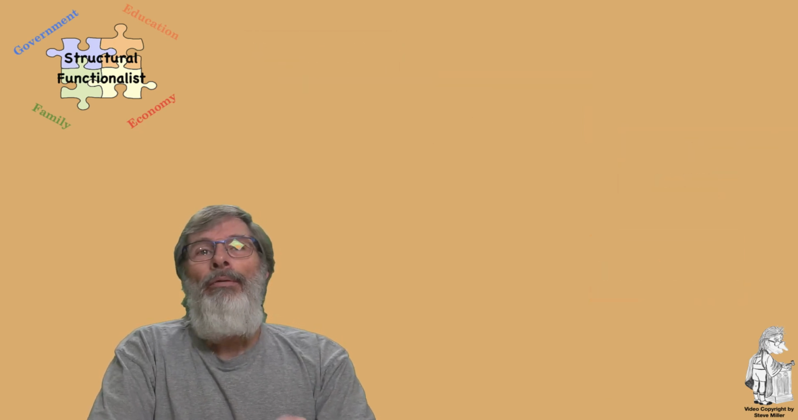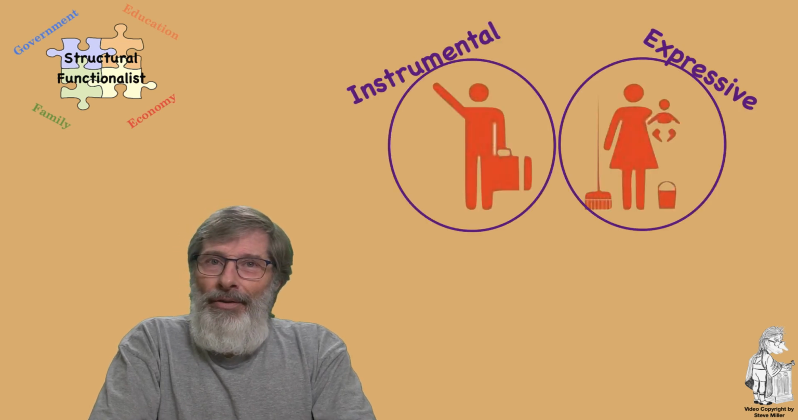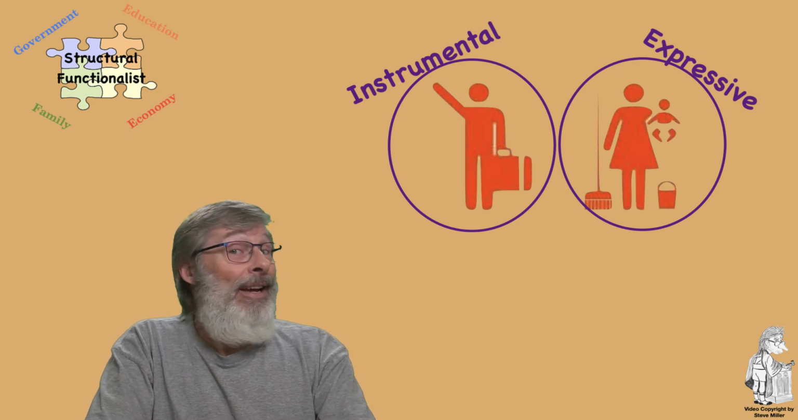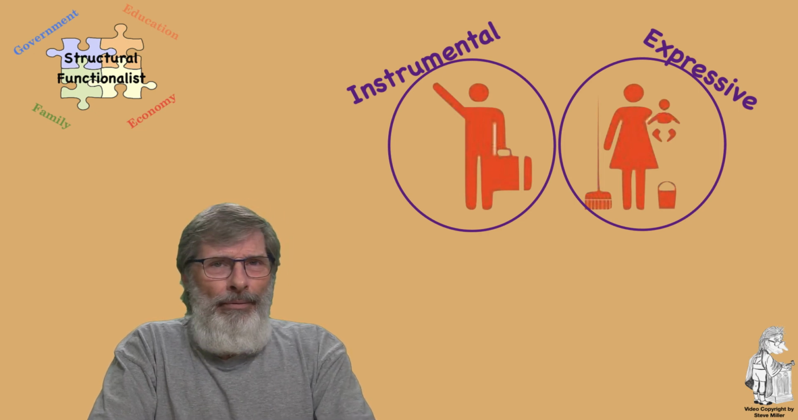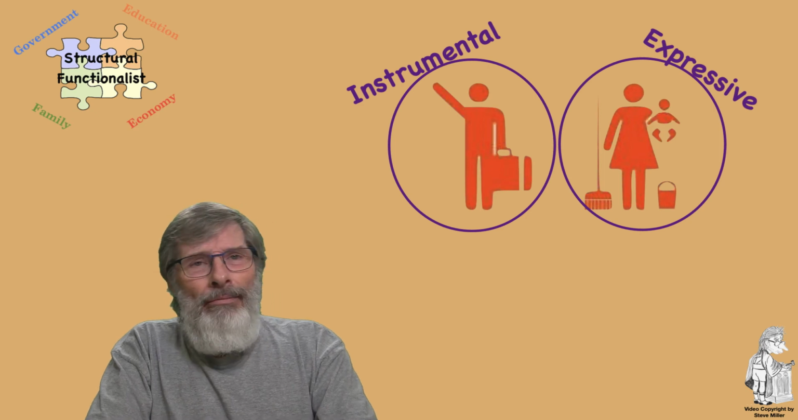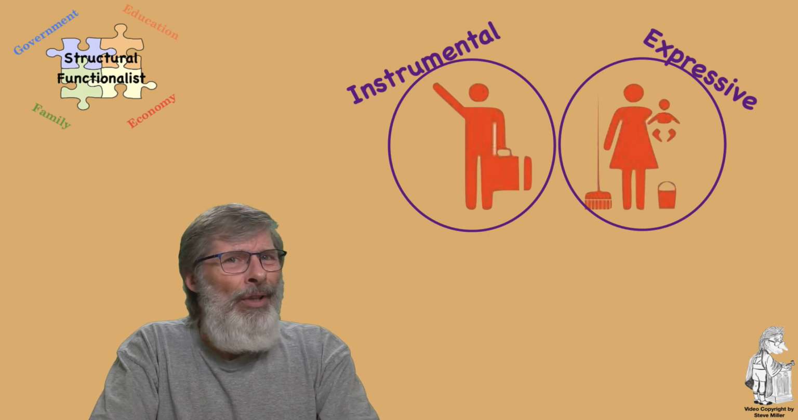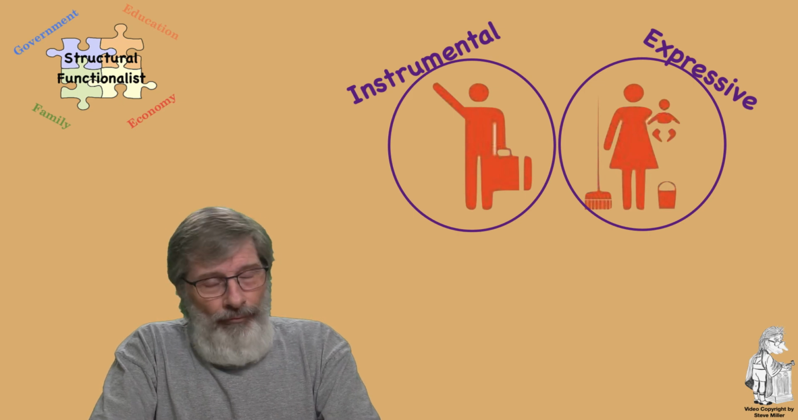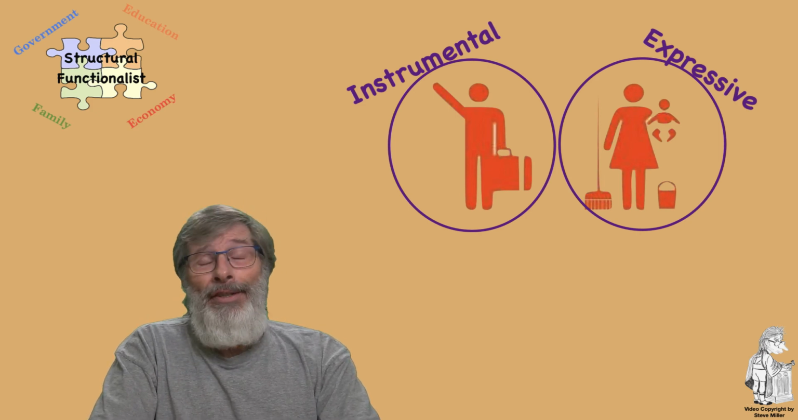Structural functionalists believe role specialization increases the efficiency of family functioning. Essentially, the husband or the father fulfills what are known as instrumental roles. This is about meeting the family's economic needs, making important decisions, and providing leadership. Alternatively, the wife, the mother, fulfills what are known as expressive roles. This is running the household, caring for the children, and meeting the emotional needs of the family.